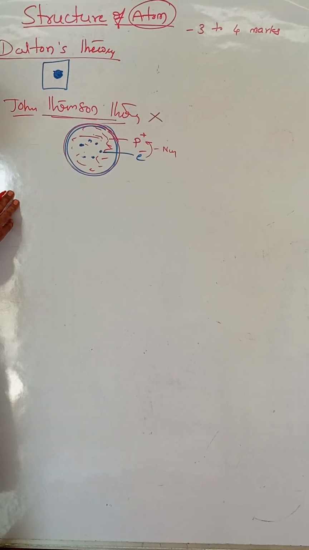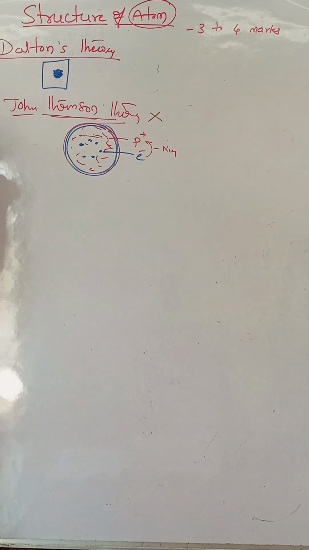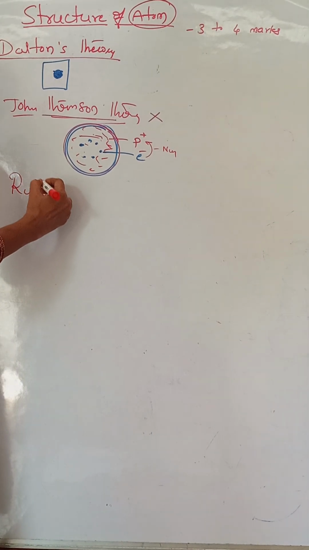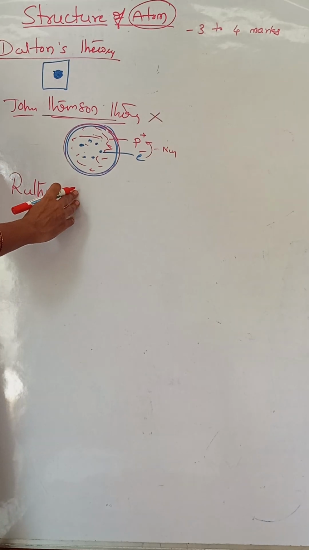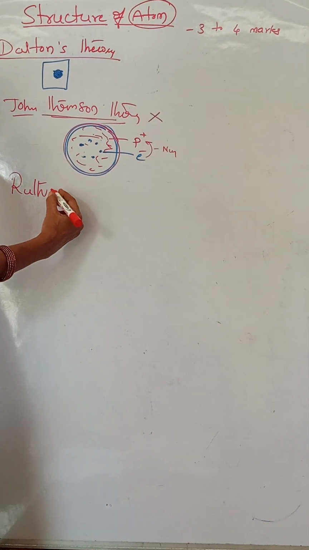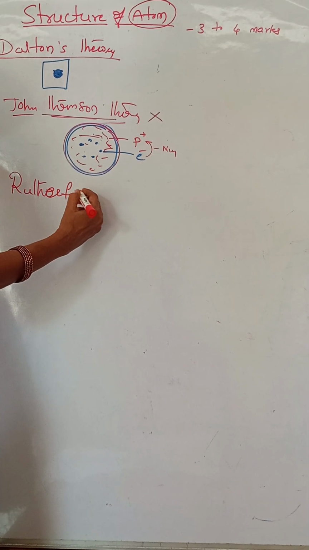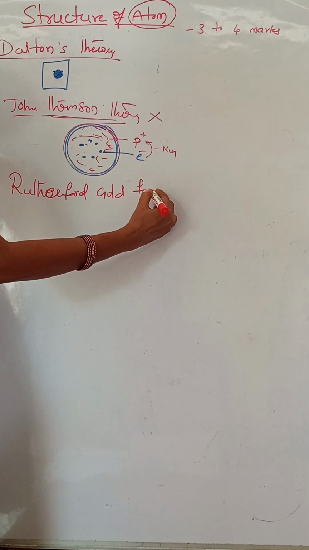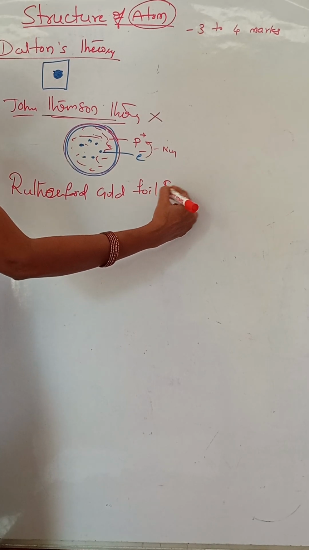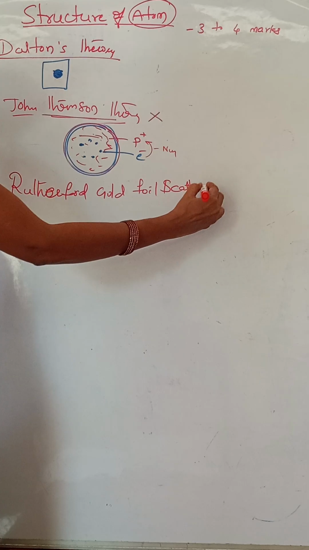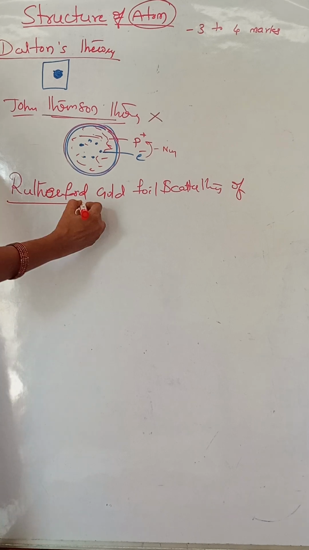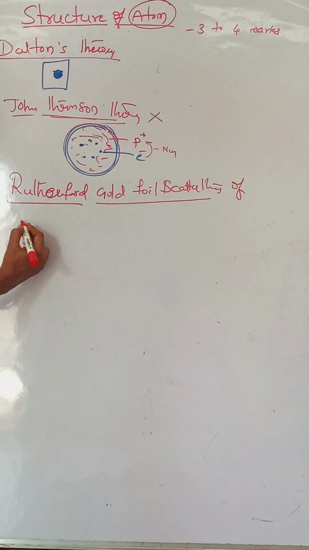After that, Rutherford. Rutherford explained the geometrical positions of the electron, proton and neutrons. First of all, Rutherford's gold foil scattering theory of atoms.